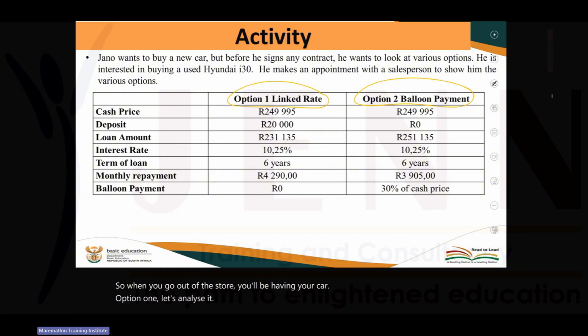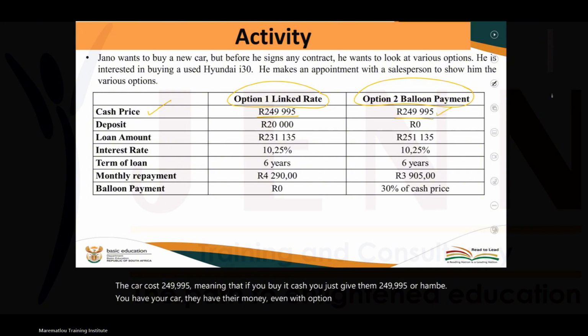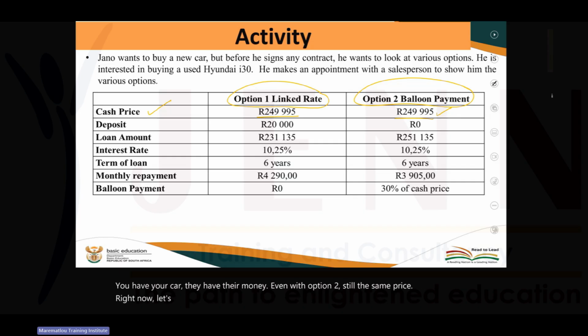The car costs 249,995, meaning that if you buy it cash, you'll just give them 249,995. You have your car, they have their money. Even with option 2, it's still the same price. Right. Now let's focus on option 1 first.